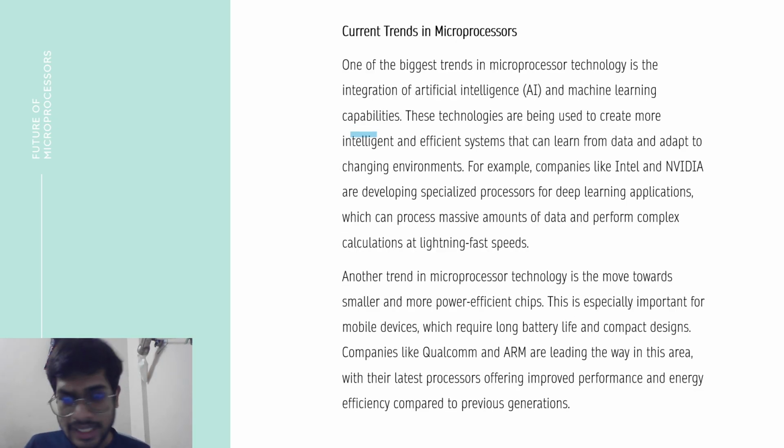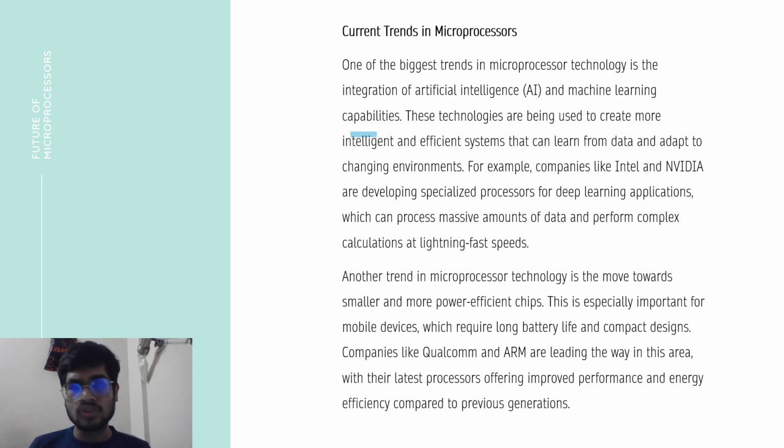So let's get into the next topic, that is, what are the current trends in microprocessors. One of the biggest trends in microprocessor technology is the integration of AI and ML capabilities. Means, as we know, AI and ML is the future, and currently also it is progressing at a great pace. So combining microprocessor technology with AI and ML gives a very wonderful and flexible technology. These technologies are being used to create more intelligent and efficient systems that can learn from data and adapt to changing environments.